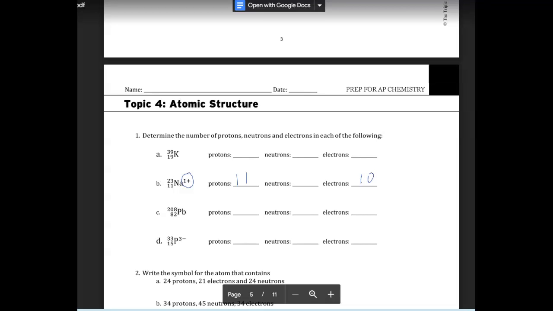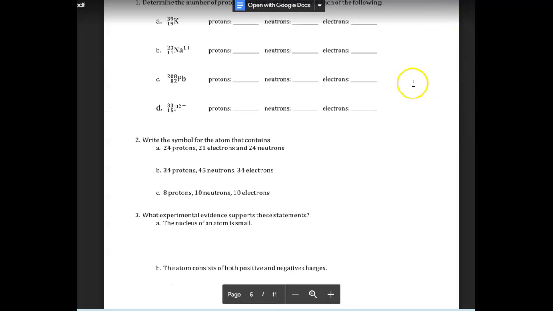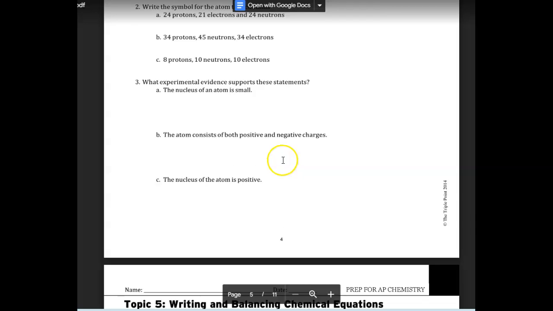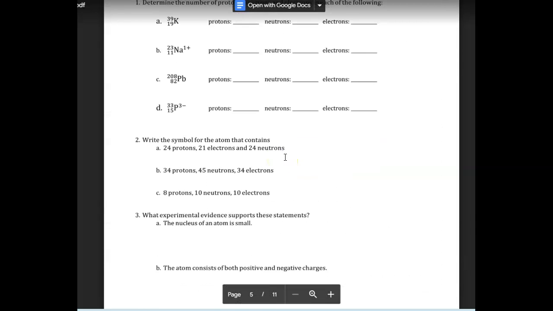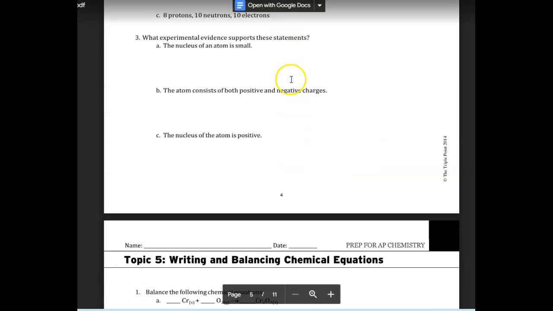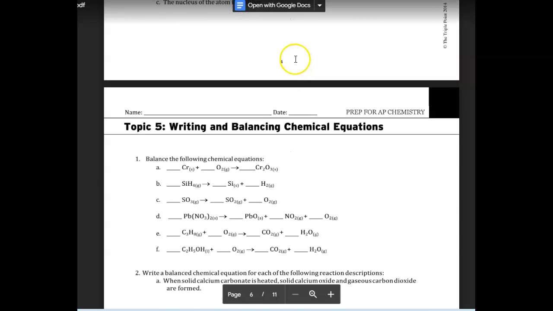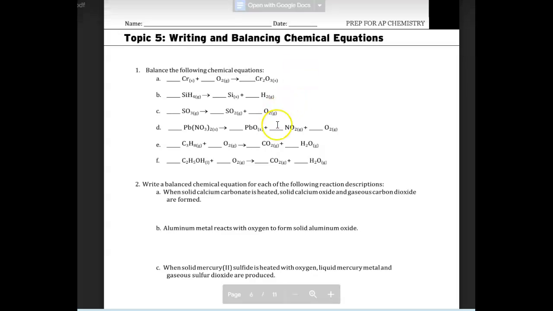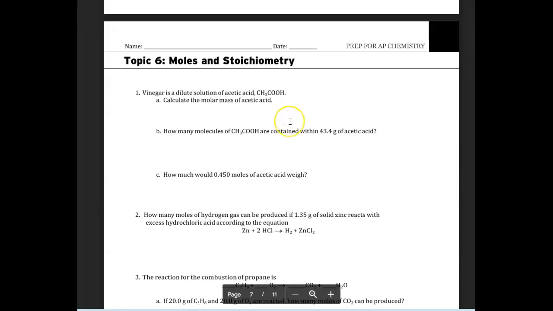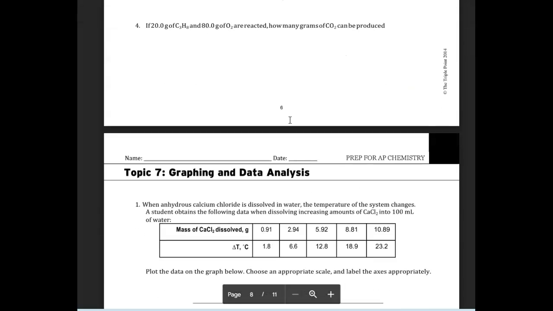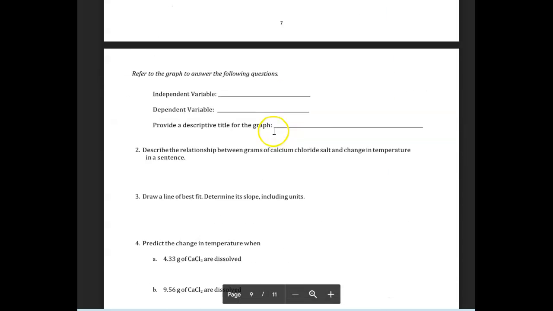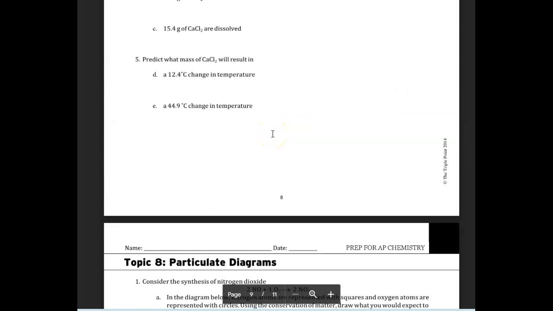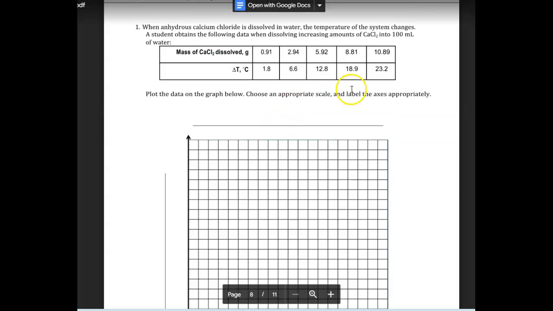So go ahead and do this sheet, and let's see how much you remember. And again, don't panic. If you don't get it, get in touch with me and I'll make sure you're in good shape. So we'll get through those topics, and then the rest of the summer we'll talk a little bit about balancing equations, some stoichiometry, and learning how to graph things. And I think if we get through all of that, we'll be in really good shape.